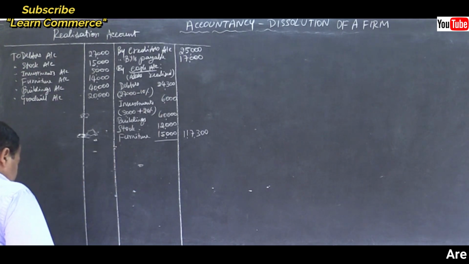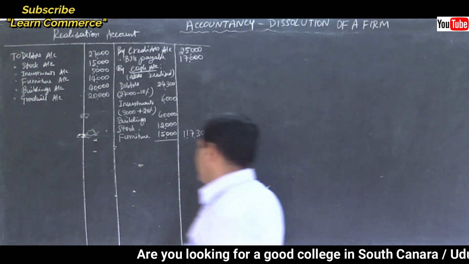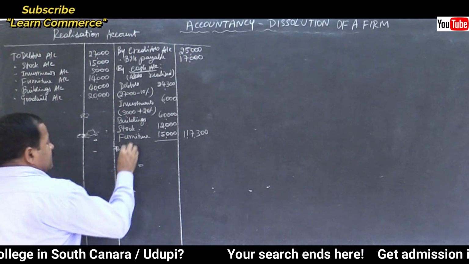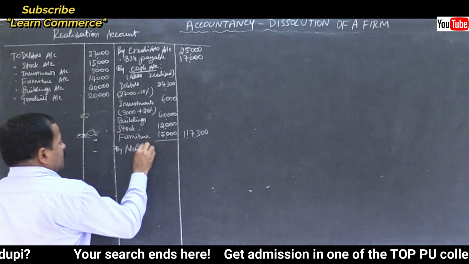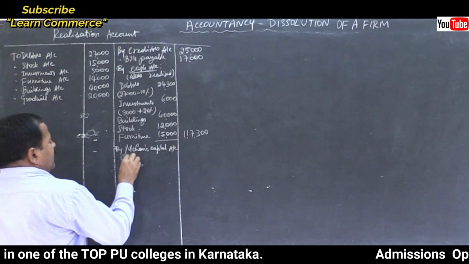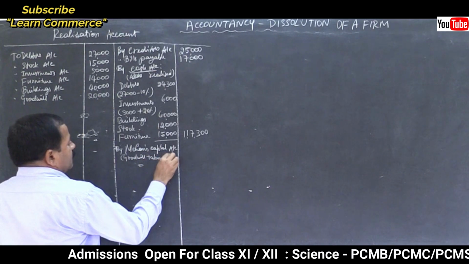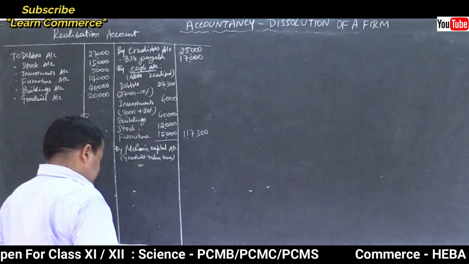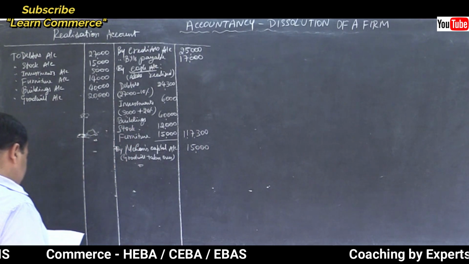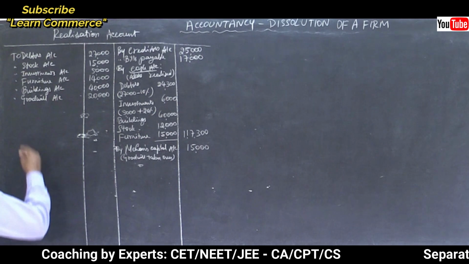Then goodwill taken over by one of the partners. So partner's capital account debit to realization account. So by Mohan's capital account, right? Yes, Mohan's capital account. Goodwill taken over. How much is goodwill? 15,000, right? Yes. 15,000.